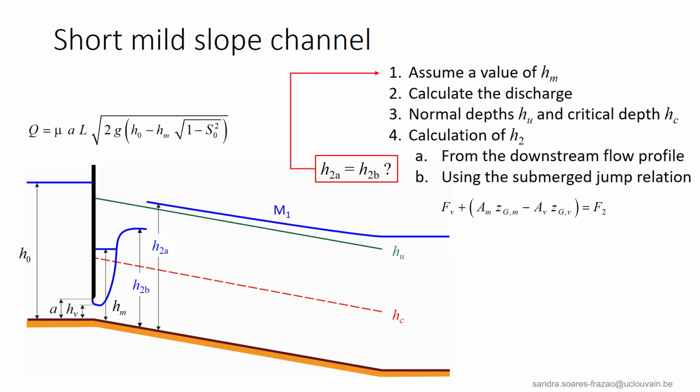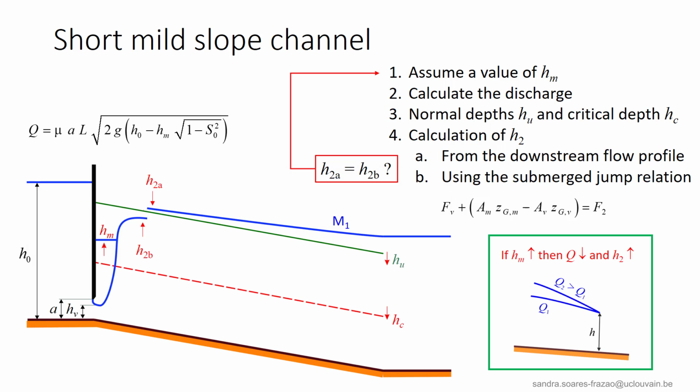If the two estimates of the H2 depths are different, it means that the discharge is wrong. So we have to try with another value of HM. But how do we know if we should increase or decrease HM? As demonstrated in previous lessons, if we increase HM, the discharge decreases, and H2B calculated from the submerged jump relation increases.